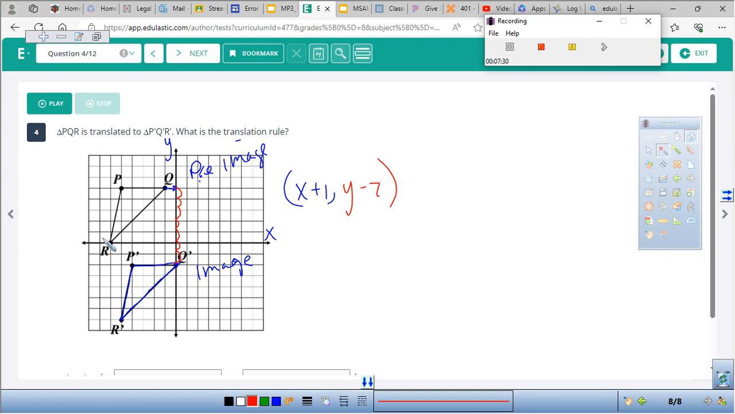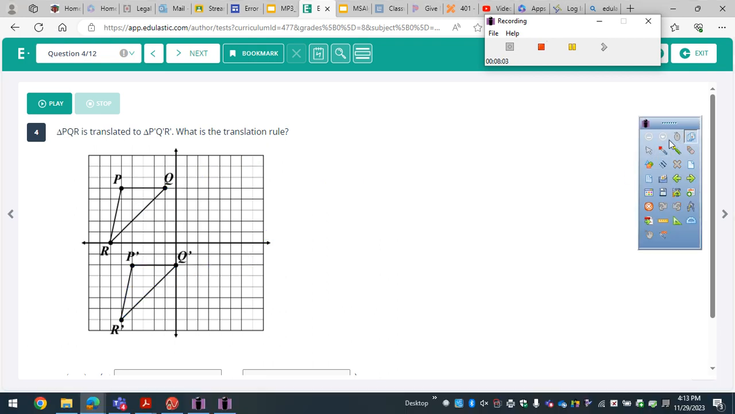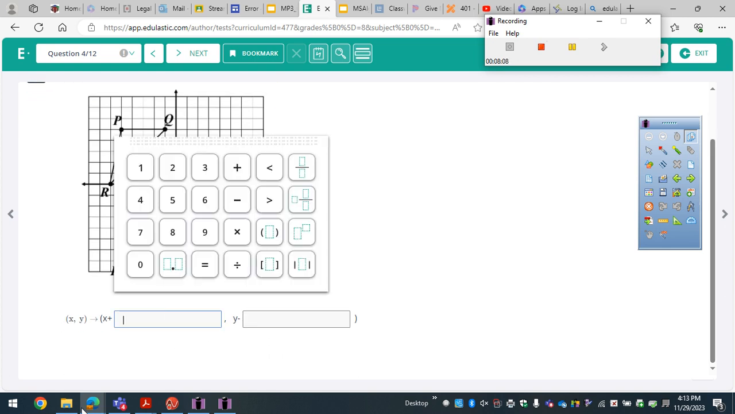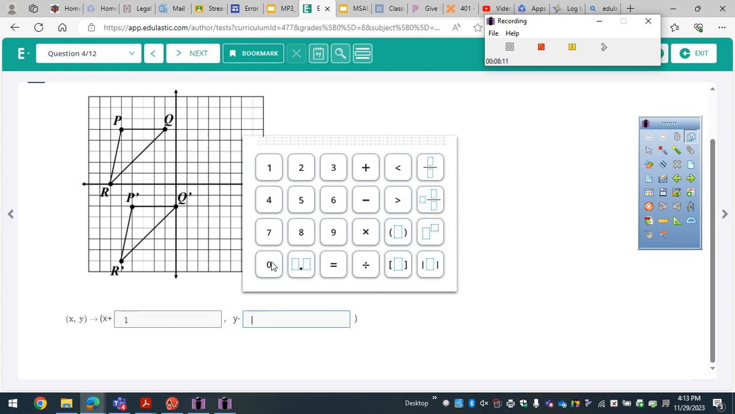You see these little lines, they're like a little apostrophe, but supposed to be a little line. The one without any apostrophes is going to be the original one, and then it moved to the right 1 and came down. This is the new one, old and new. So we have x plus 1, y minus 7.